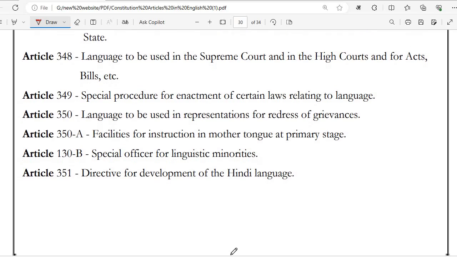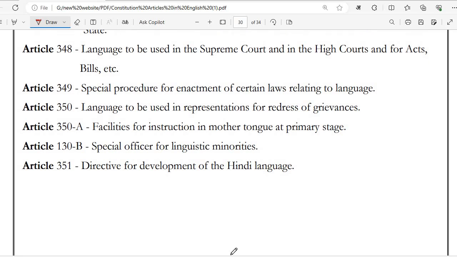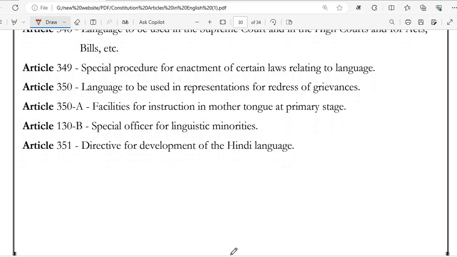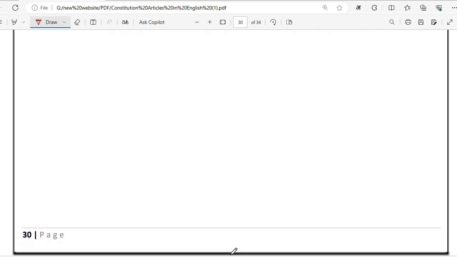349, 350, language to be used in representations, 350A, 350B. These were added by the 7th Amendment in 1956. Okay. 351, directives for development of the Hindi language. How can we promote the Hindi language for different purposes?